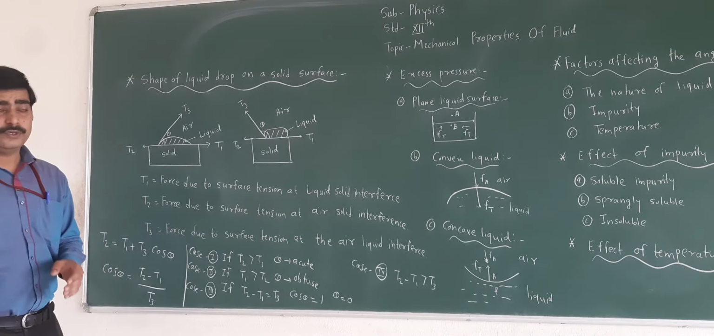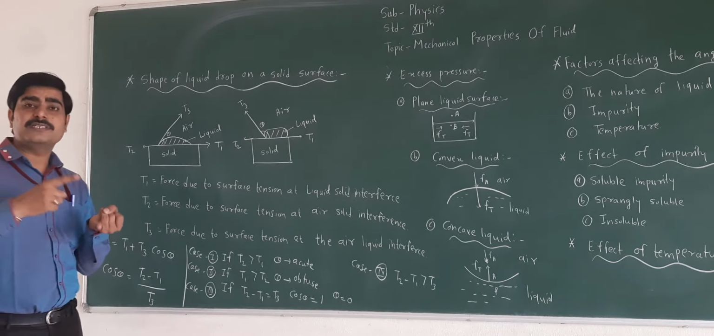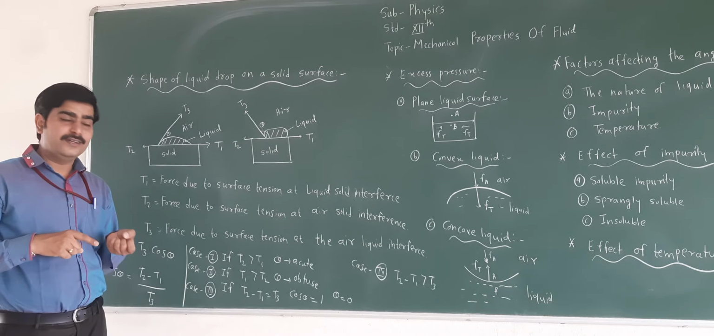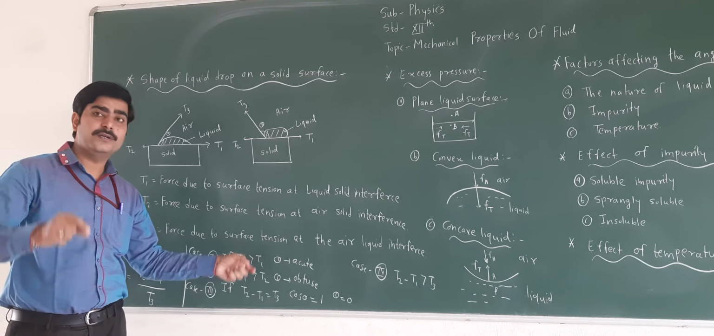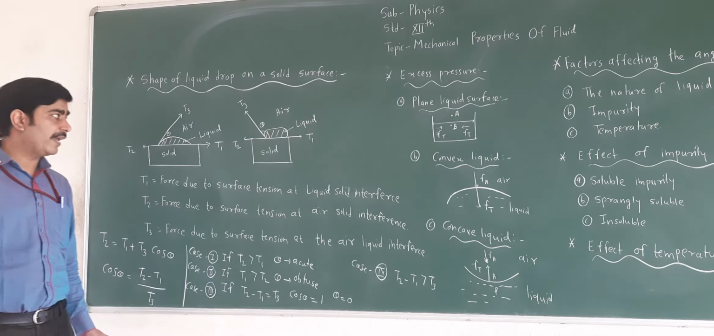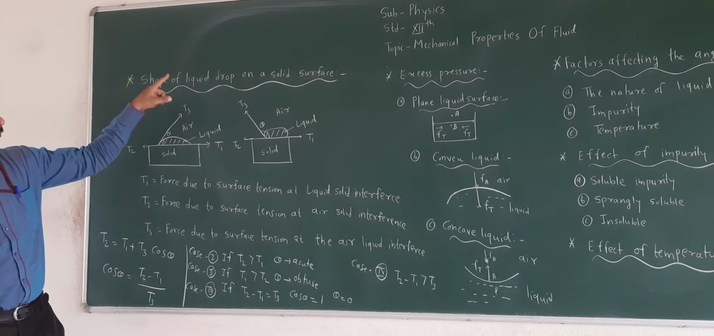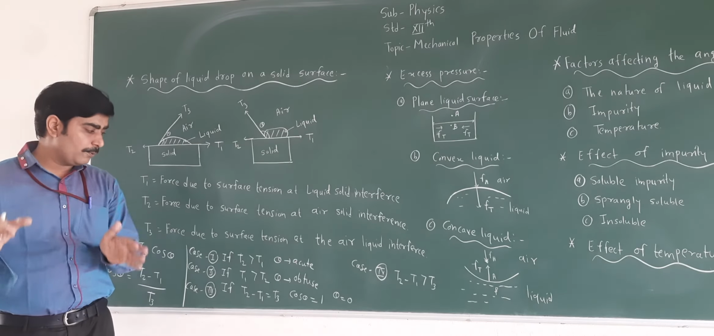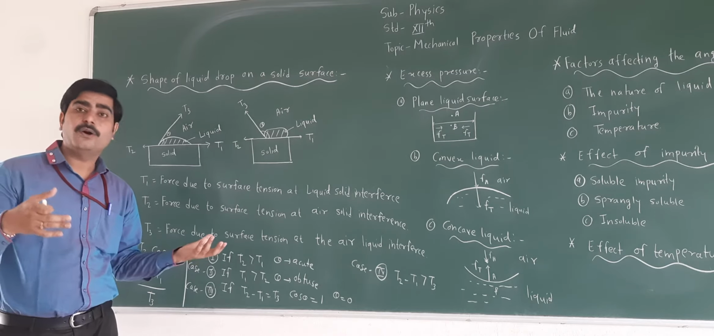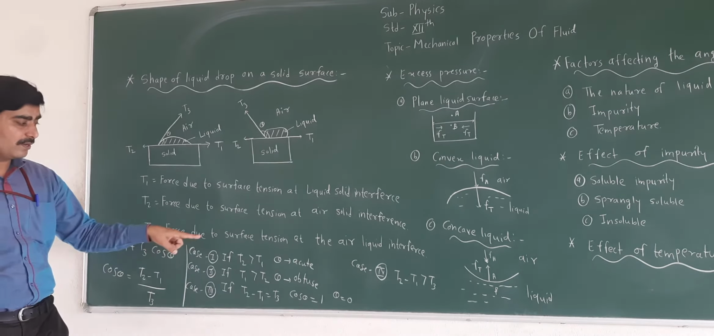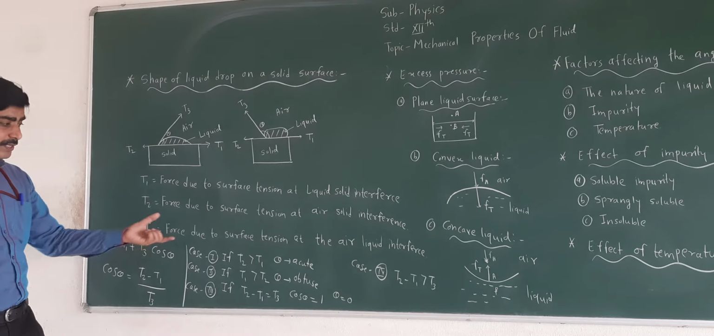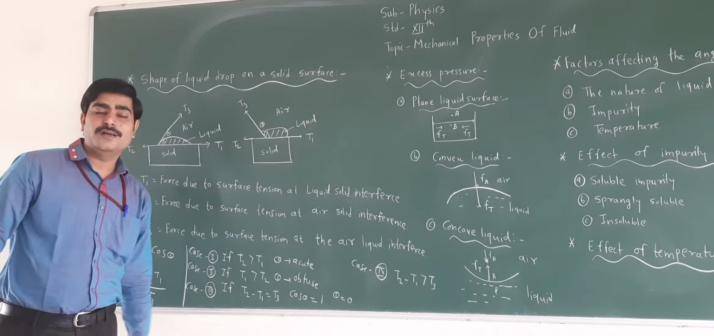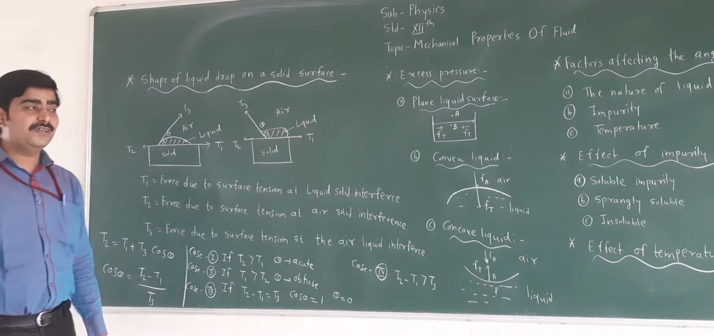So friends, during the examinations like CET, JEE and NEET, a question may be asked: if T2 is greater than T1, then what will be the angle of contact for the formation of the liquid drop? Acute, obtuse, zero angle, or none of these. So remember, if T2 is greater than T1, then an acute angle will be formed. So these conditions are very important for the CET, JEE and NEET examinations.